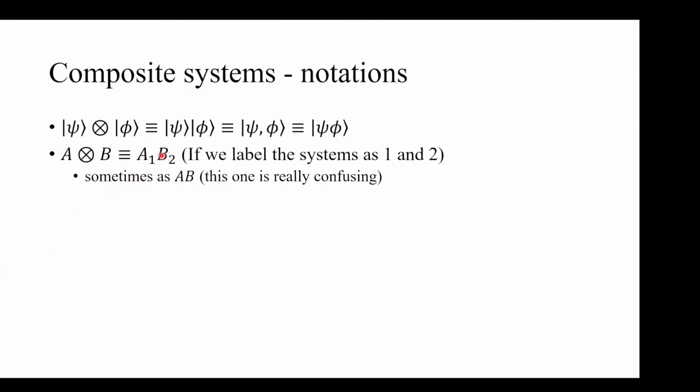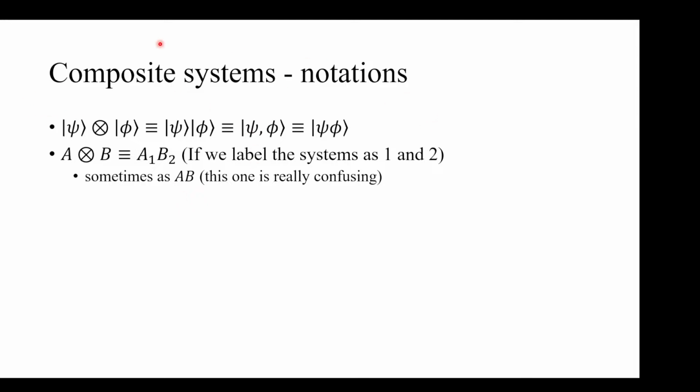Okay? So this means A on subsystem 1 and B on subsystem 2. And sometimes you will see very lazy notation where you just write A1, B2 as AB, and this is really ambiguous. This is base notation, but it sometimes happens. I just write it here so that you have your warning. But I think we should avoid this because you don't know if this is A times B or A1, B2. So this one is really confusing, but sometimes it happens. Hopefully we didn't use that. Okay, so those are just notation.